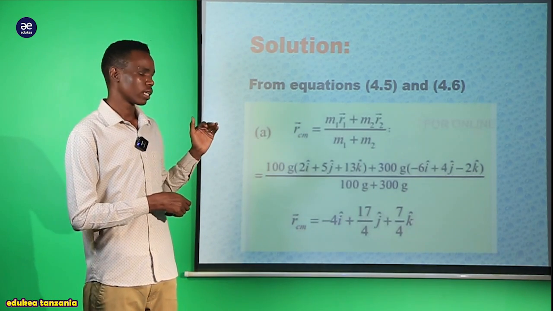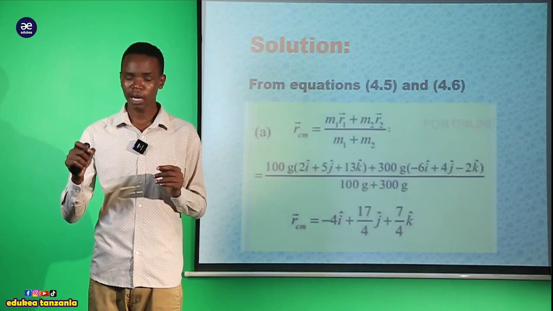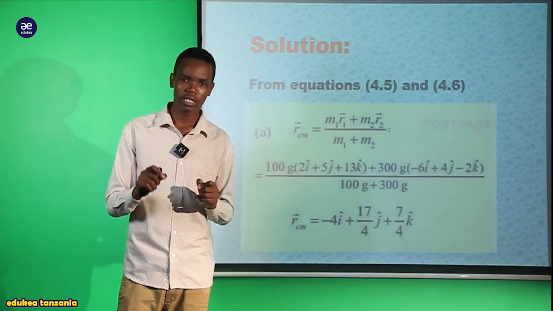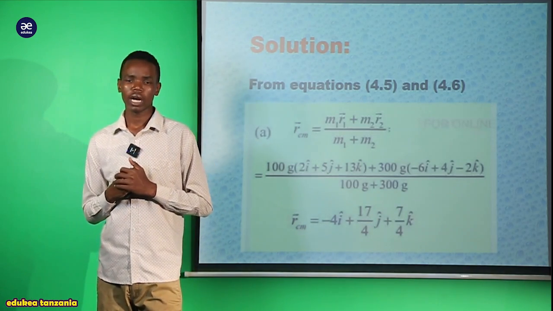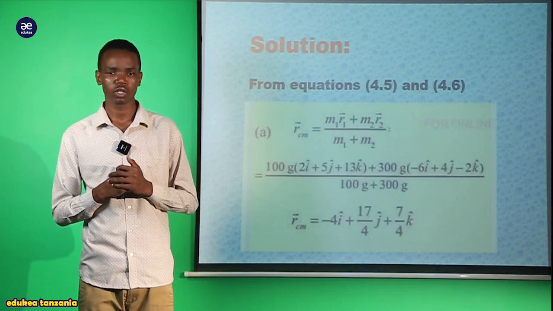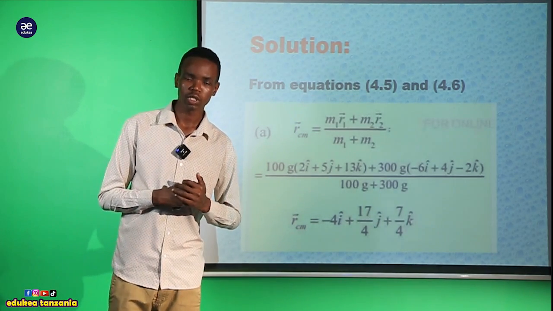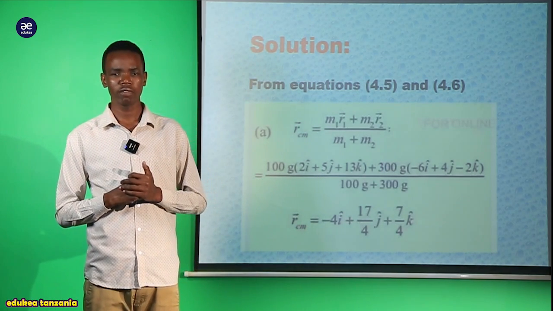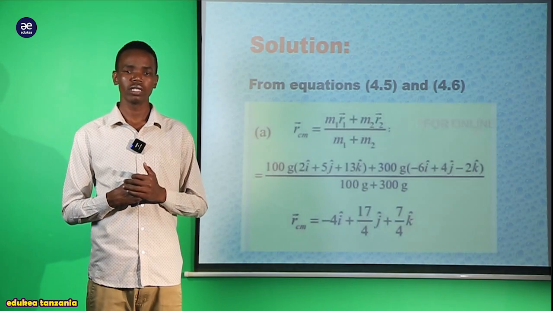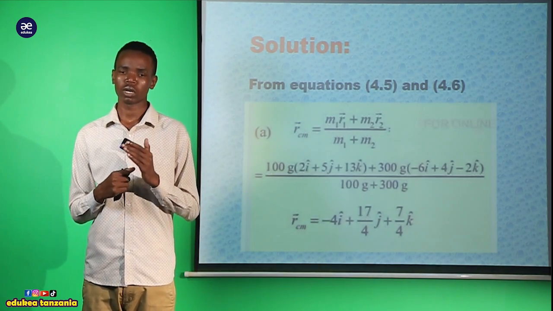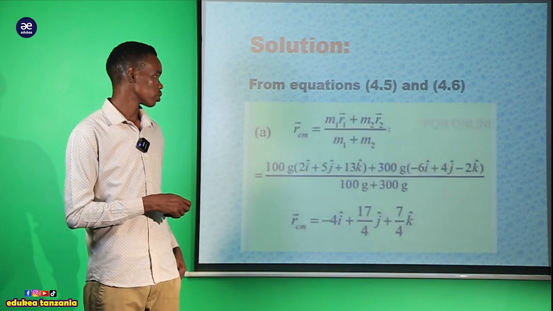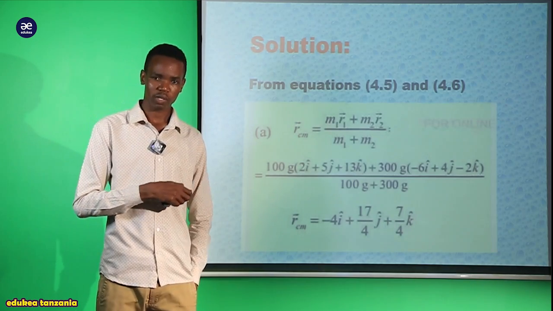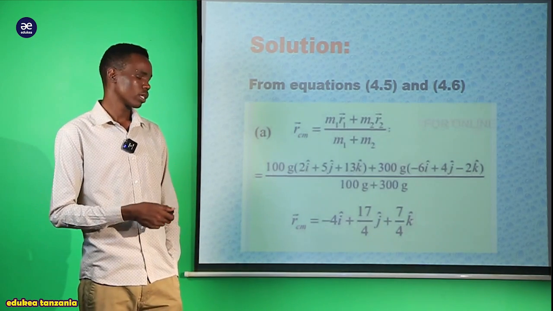We said that the vector R of the center of mass must equal mass 1 times the vector R1, then we add mass 2 times the vector R2, then we divide by mass 1 plus mass 2. But we should substitute our given values. We should substitute the data given in our question, because vector R1 has been given in our question, and vector R2 has also been given. So what we need to do is substitute.